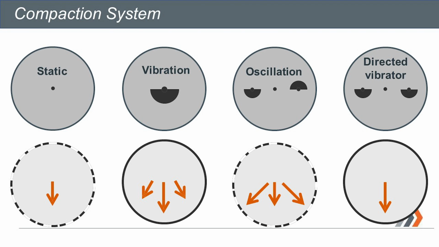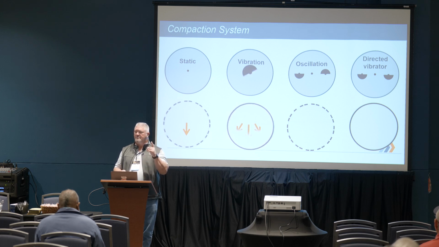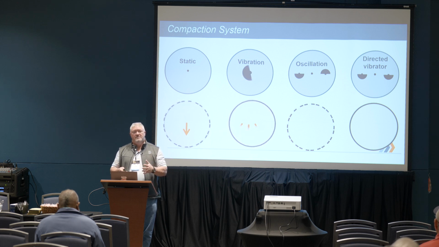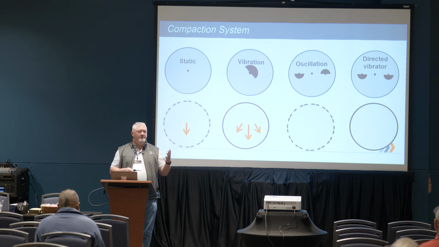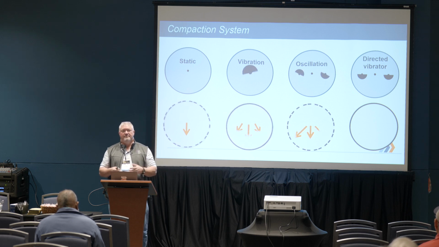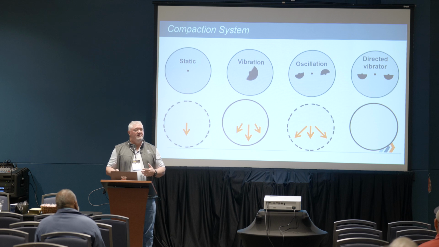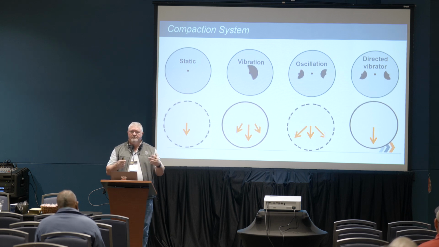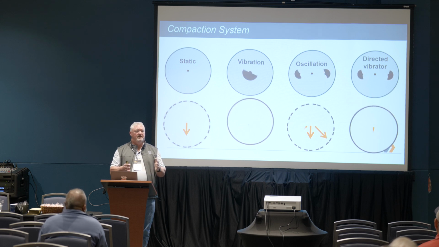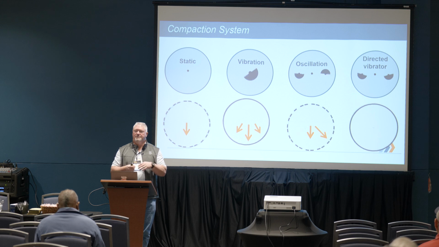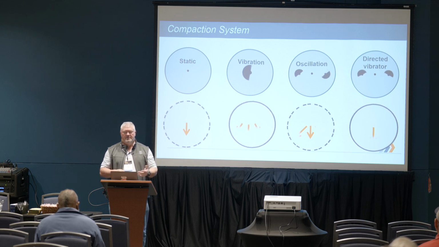So static weight is just the weight of the machine going over the material. Vibration, 50% of the time it's in the air, the other 50% on the ground, creates a seismic activity. Very aggressive in most cases, but not needed in all cases. Oscillation, I kind of call a get out of jail free card, because when you can't vibrate, you can always oscillate. Direct vibratory, this is more what BOMAG has, they call it a vector directional. That will actually change the direction of its vibration based on the feedback it has on the roller itself.